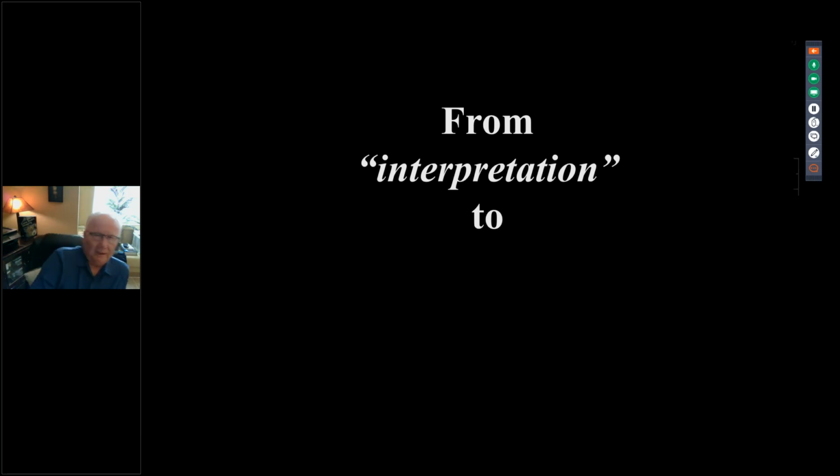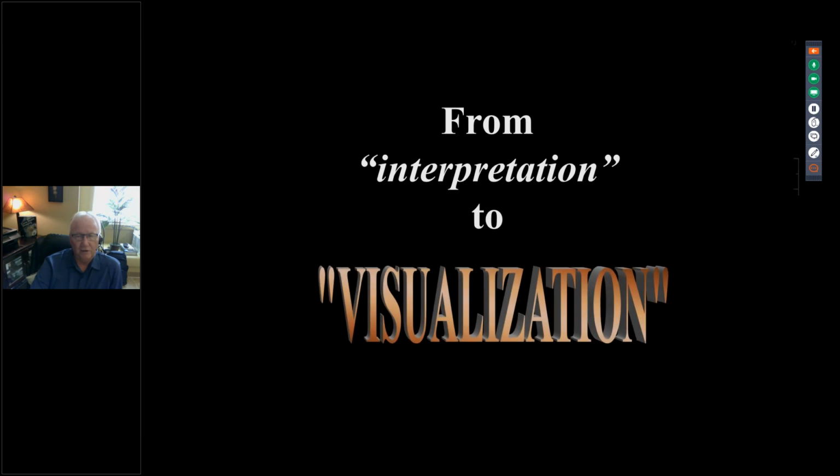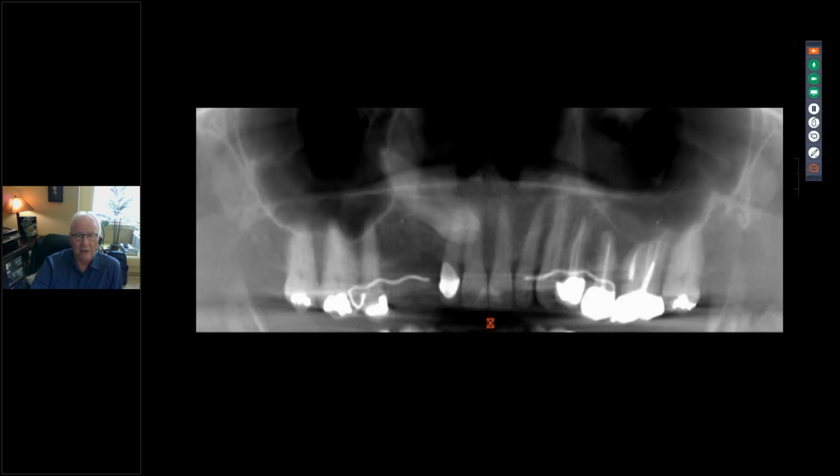Back to the principles, we're going from grayscale 2D images that we interpret to what we call visualization. And the visualization is extremely important. And how do you do that? Well, you do that with 3D.